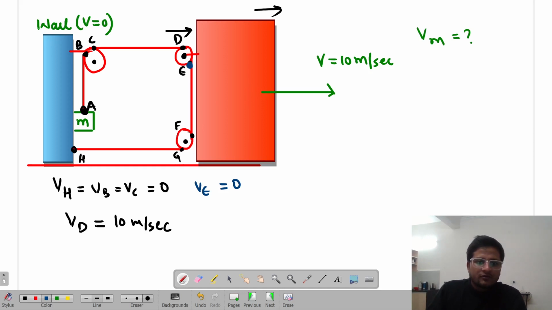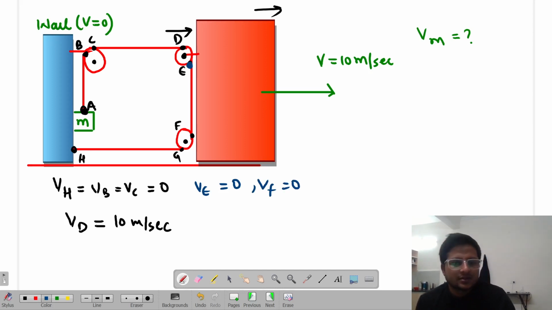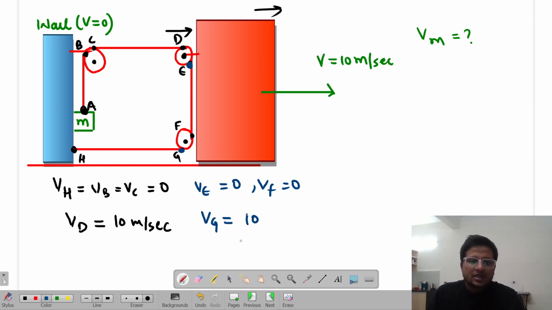Now similarly if I go for f, f once again has a tendency to go up and down, so velocity of f also becomes how much? Zero. Is that clear? And now if I look at point G, the point G has a tendency to go right and left. So यहाँ से अब आएगा, once again point G will be trying to pull towards the right. So velocity of G becomes how much? 10 meter per second.